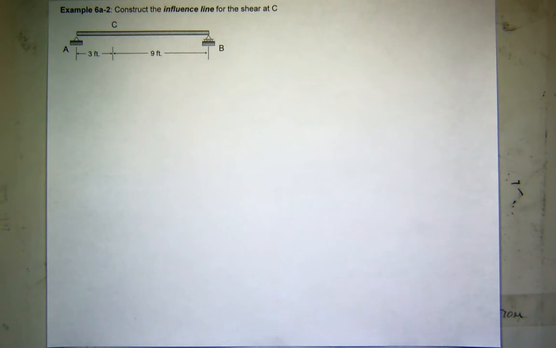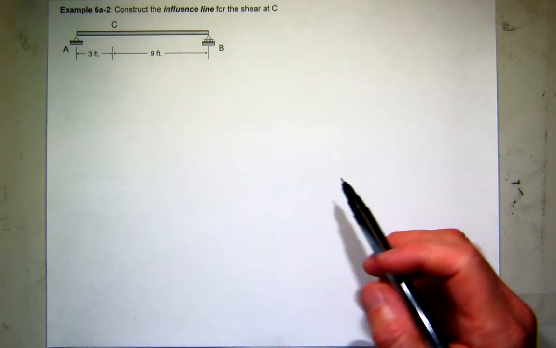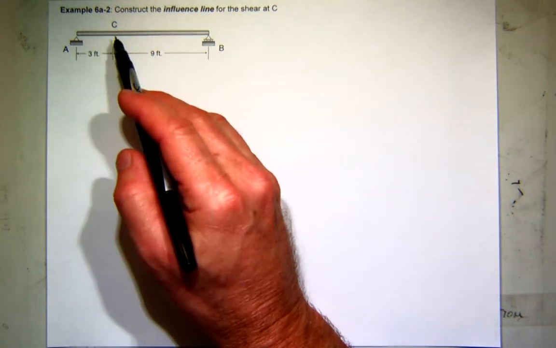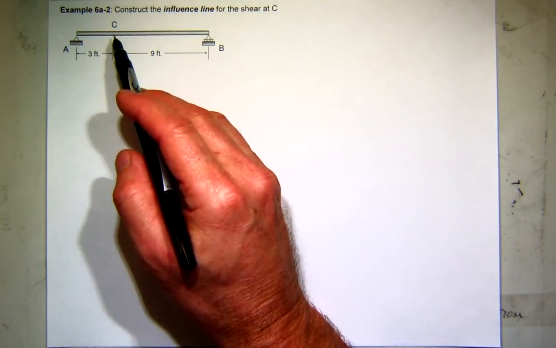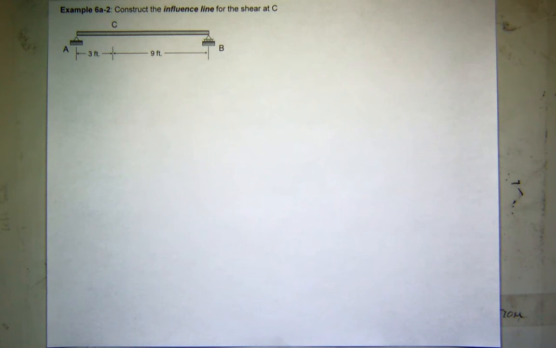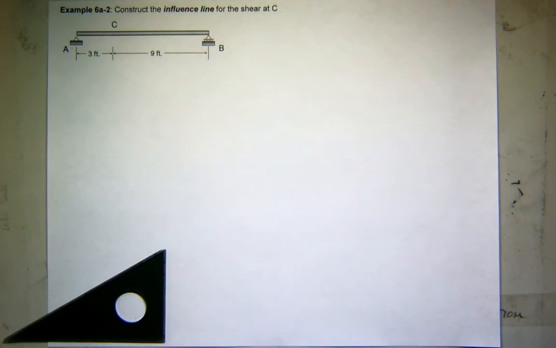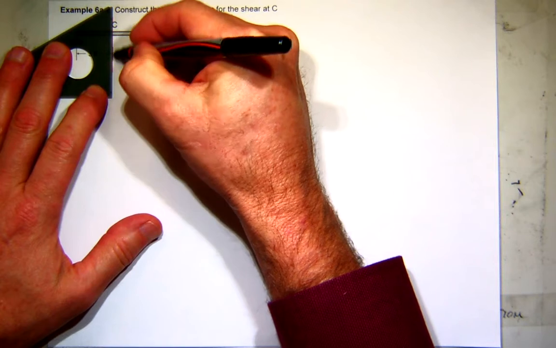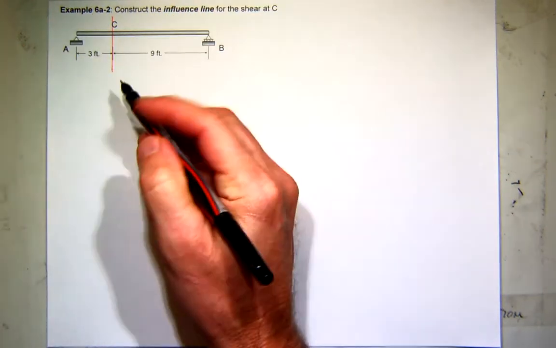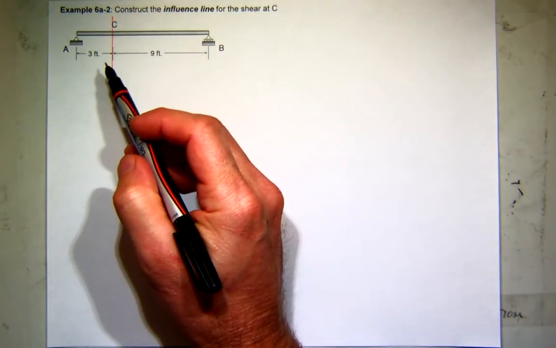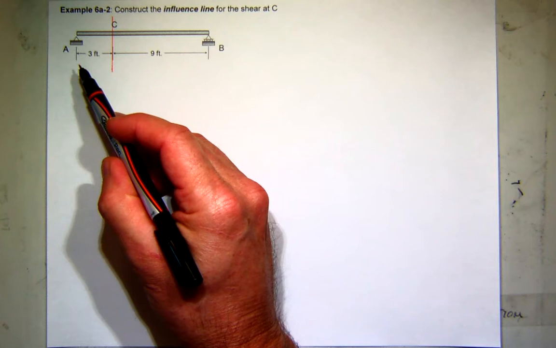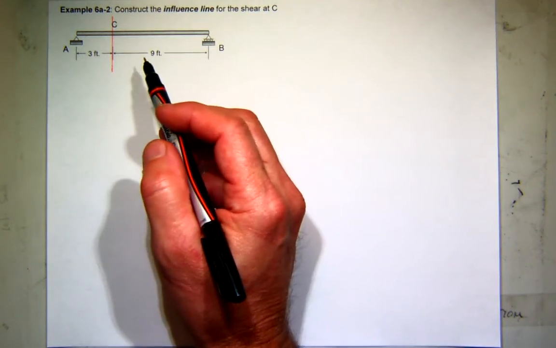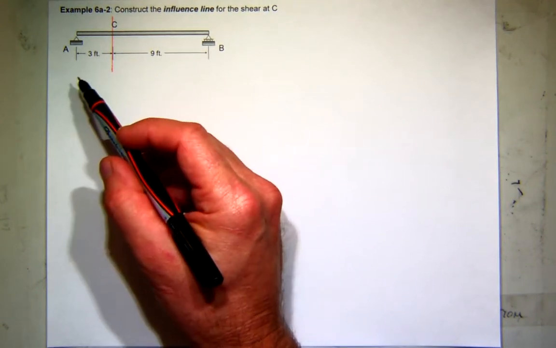Okay, so in this problem, we're looking for the influence line for the shear at C, and C is here. So we know eventually that we're probably going to have to cut the structure there to find that shear. So I'll just emphasize that by drawing a nice big line. And tell me, what free body do you want to look at? Do you want to look at the one on the left or the one on the right? Yeah, it doesn't really matter that much, but I'll use the one on the left.